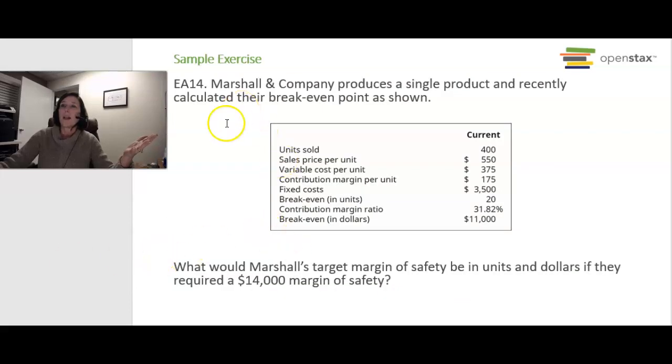So here we've got Marshall and Company, and they produce a single product. They calculate their break-even point in dollars at $11,000. What would Marshall's target margin of safety be in units and dollars if they required a $14,000 margin of safety?